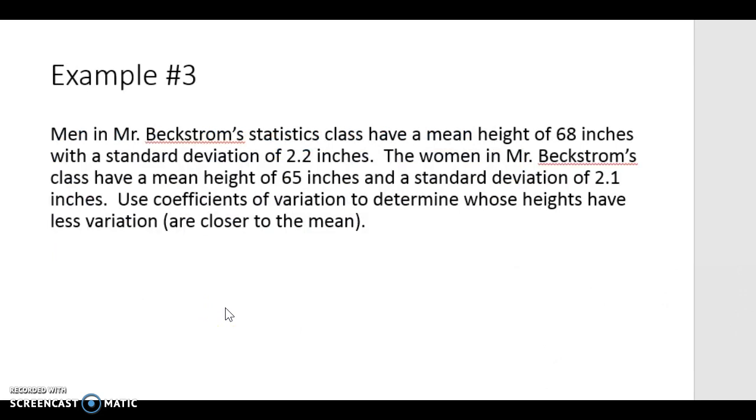All right, example 3. Men in Mr. Beckstrom's statistics class have a mean height of 68 inches with a standard deviation of 2.2 inches. The women in Mr. Beckstrom's class have a mean height of 65 inches and a standard deviation of 2.1 inches. We're going to use coefficients of variation to determine whose heights have less variation, or whose heights are more consistent, closer to the mean.